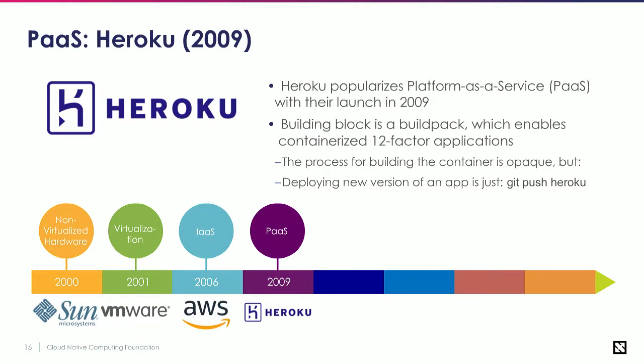Then we fast forward to 2009. Heroku popularized the concept of a platform as a service, or PaaS. They defined a building block of a buildpack, they described what it means to be a 12-factor application. Now, interestingly, buildpacks are really just containers, although they're opaque to the developer. But the magic here was sort of, for many of us, giving us our first taste of DevOps, that you would make some change to your code and you could just type git push heroku.